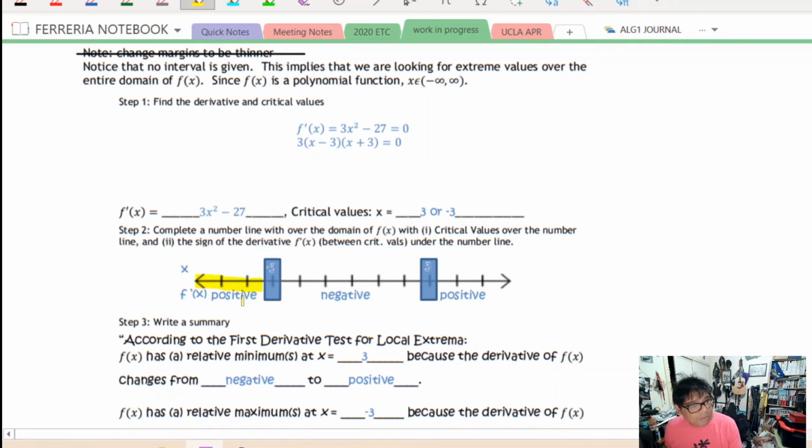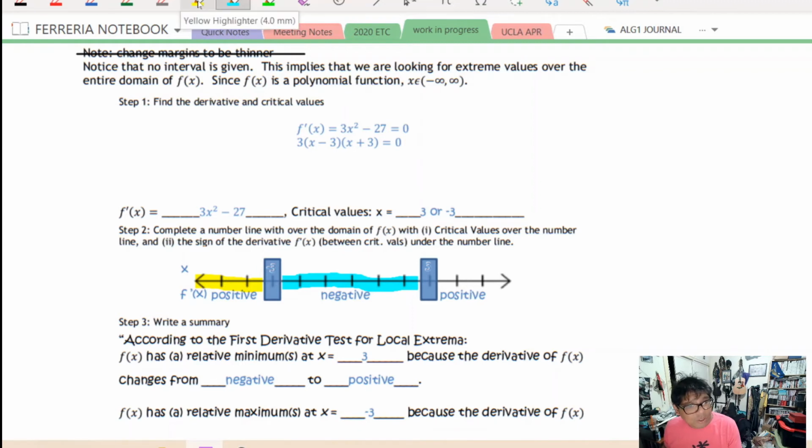Somewhere between negative 3 and 3, a good number to substitute is 0. If you substitute 0, you get 3 times 0 minus 27, which is negative 27. So this entire interval is negative. Remember, it has to be negative in that entire interval because there are no critical numbers in between negative 3 and 3. We solved that algebraically.